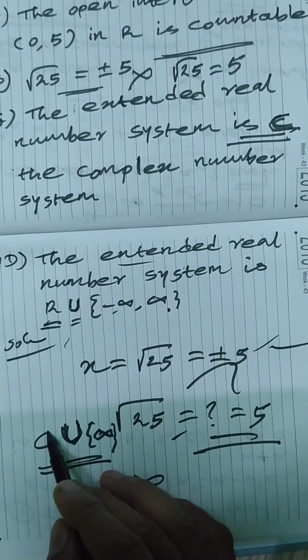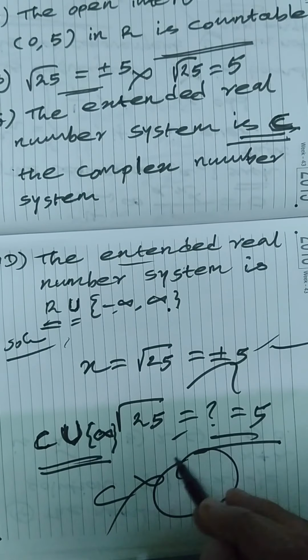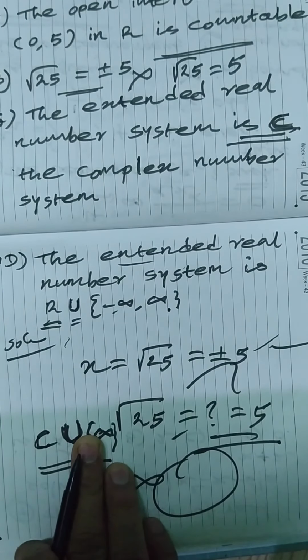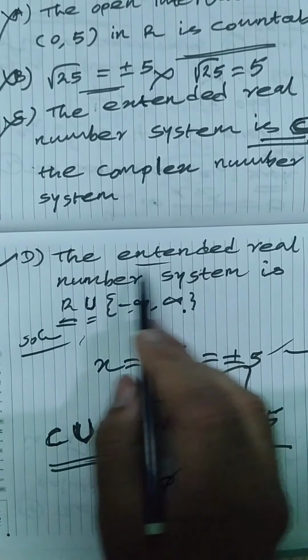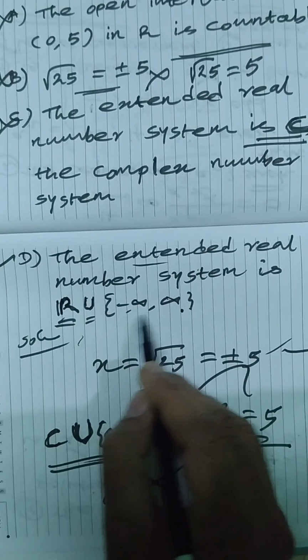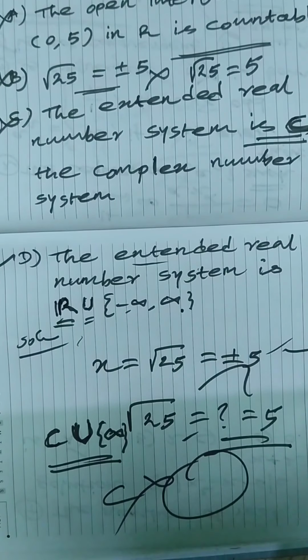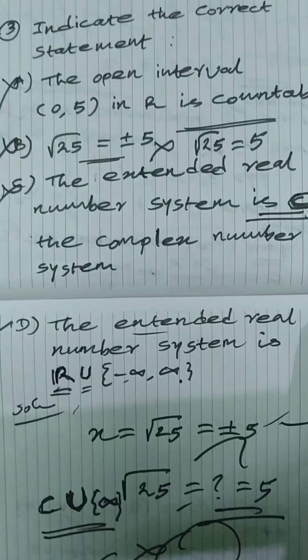But in complex number system there is only one infinity, that is ∞, so நம்மளுக்கு அது ஒரு இன்ஃபினிட்டி தான். There is no minus infinity, a single infinity only. This is called extended complex number system. So among the four options, the correct statement is this only. The extended real number system is script R, the real number system, union minus infinity, plus infinity. Please note this one, very interesting one.